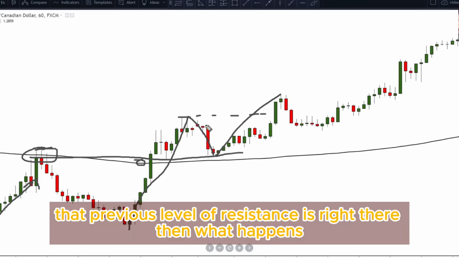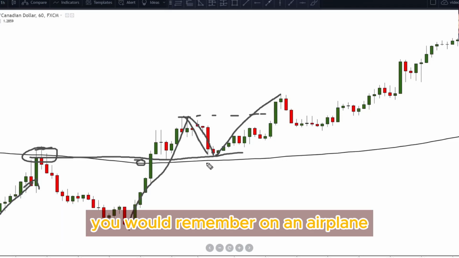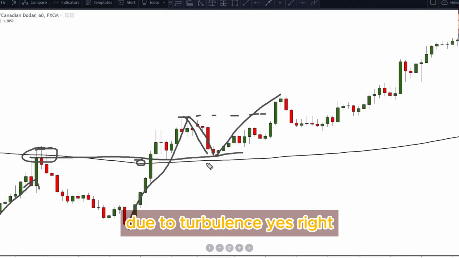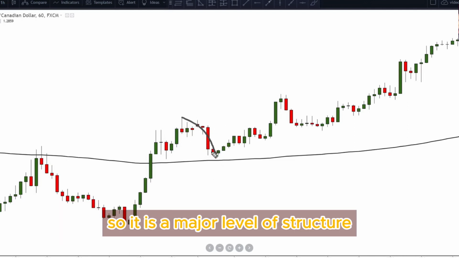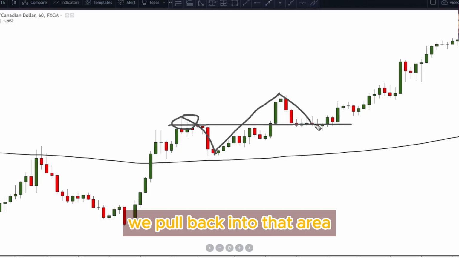Then what happens? This level of resistance, does it look like it would be a spot you would remember on an airplane if you started to take off and had this big drop out of the sky due to turbulence? Yes, right? This level right here, this big drop, would definitely be something you would remember. So it is a major level of structure. After breaking above it, we pull back to our most recent level of structure that we broke. Boom, we pull back into that area.